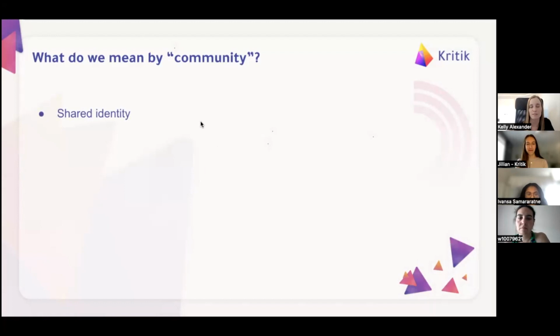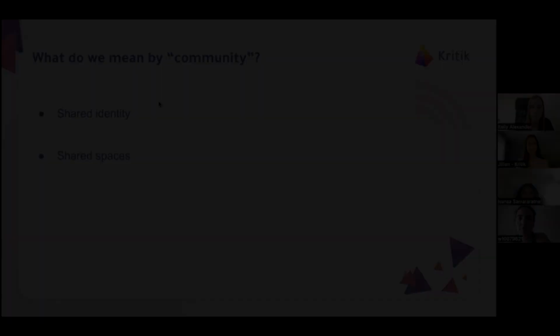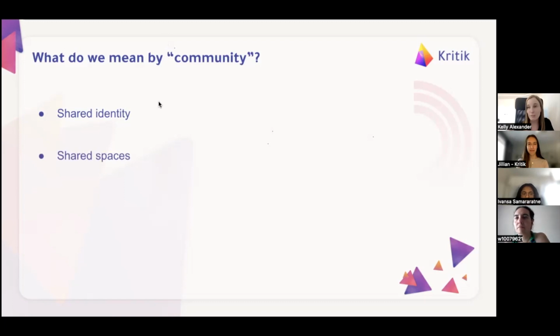So what do we mean specifically by community when we're talking about it in the context of post-secondary institution? We are talking about shared identity, number one. So students sharing an identity, kind of rallying behind the values, the mission, the vision that the institution has. We're also talking about shared spaces, so opportunities for students to come together physically or could be virtually as well.